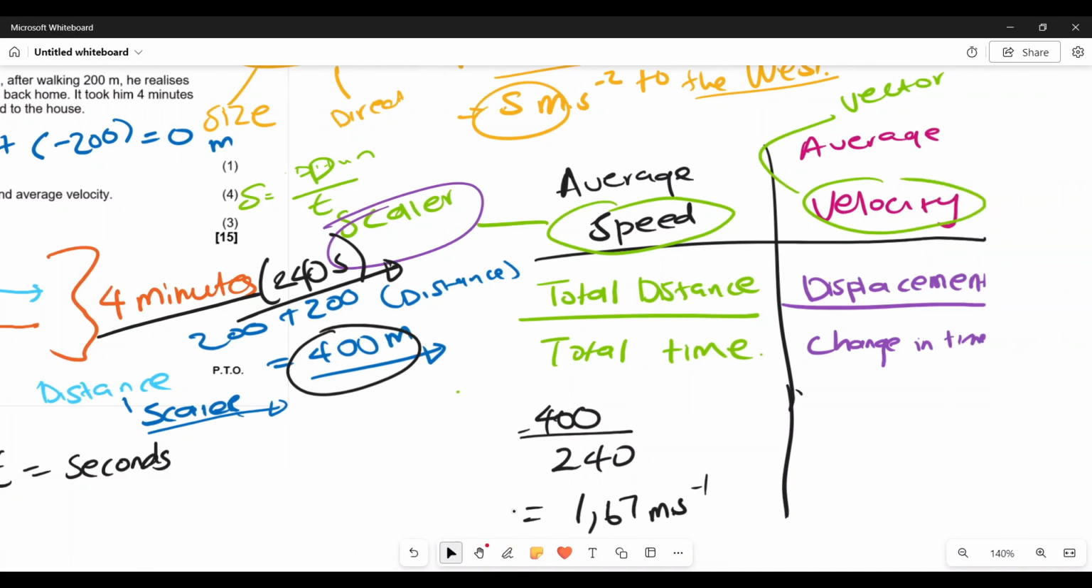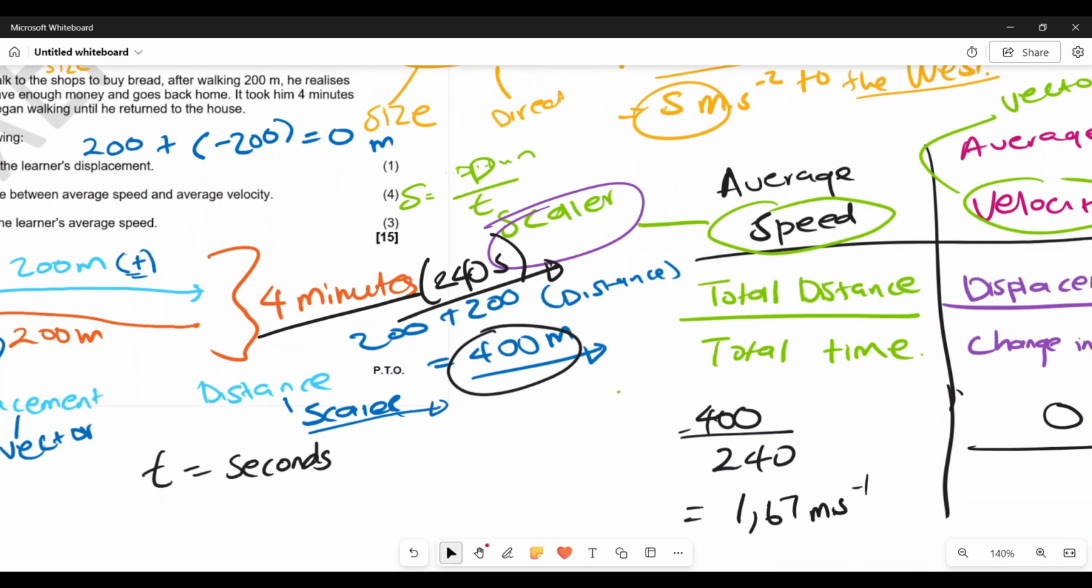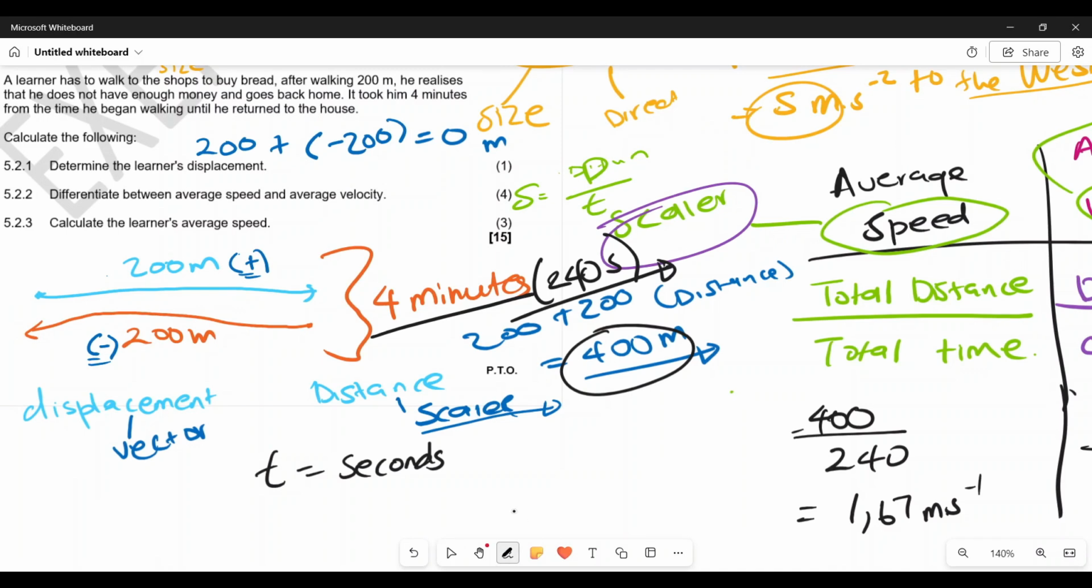Now, what if they asked us to calculate average velocity? We would have said displacement, which is 0, and automatically when your numerator is 0, this would make your whole fraction 0, right? So now change in time. Remember, if this is 4 minutes, I can divide because this distance from here to here is the same, 200 and 200, meaning that for the first distance, it took him 2 minutes. For the other distance, you could also say the same. It took him 2 minutes.